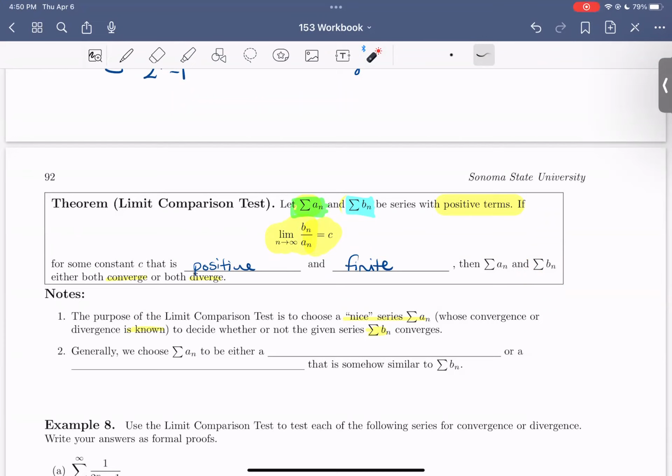So the second note here, generally we choose a_n to be a series that we have some information about. So some good choices are usually for us to choose a geometric series or a p-series. These series are such that they're similar to the b_n series so that that ratio does work out. And the reason why we either choose geometric or p-series is because these are in some ways the nicest series. They're the easiest for us to determine their convergence.